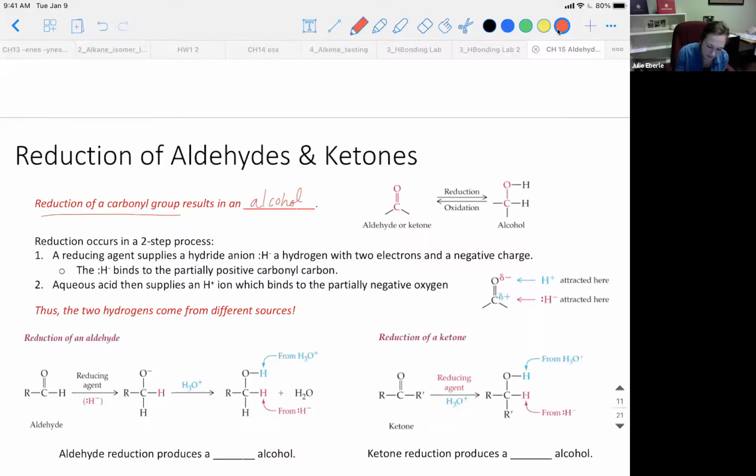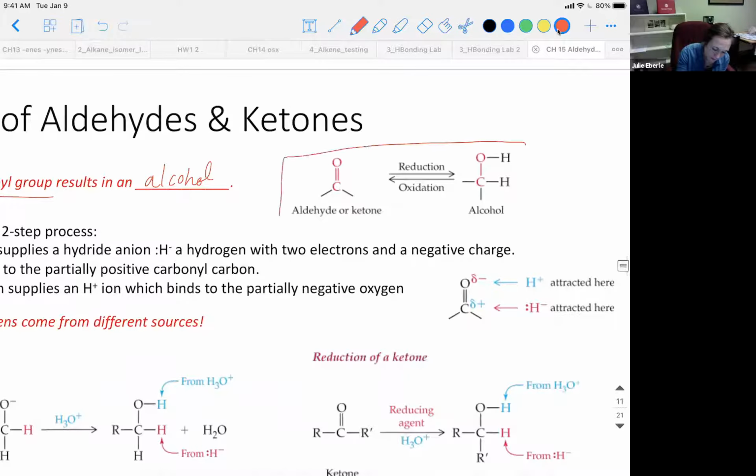All right. So I really like this figure. Because it just kind of summarizes everything we've talked about. If you have an aldehyde or a ketone and you're reducing it, you get an alcohol. But if you have an alcohol and you oxidize it, you either get an aldehyde or a ketone, depending on what these groups are right here.